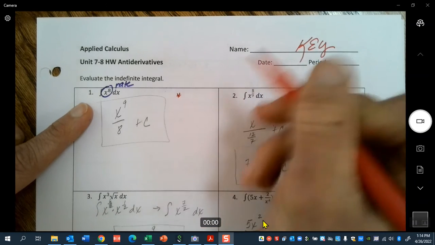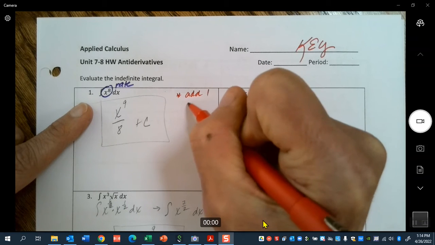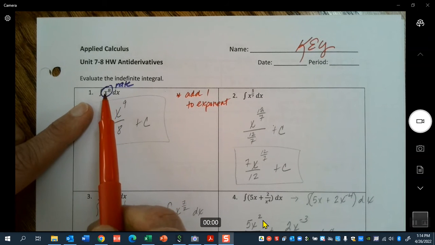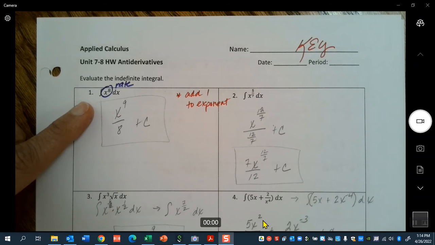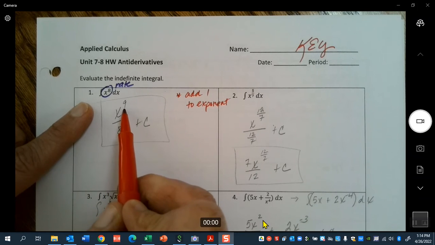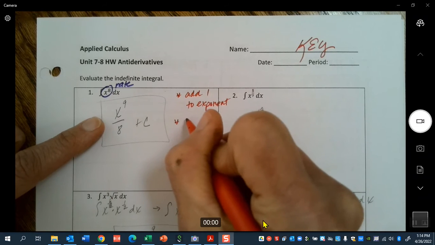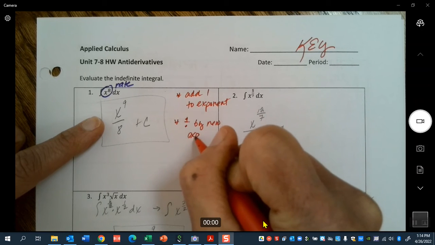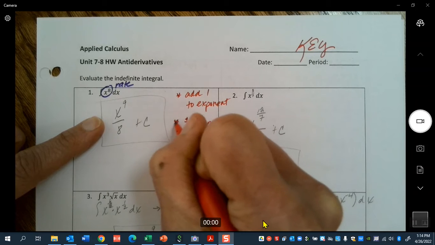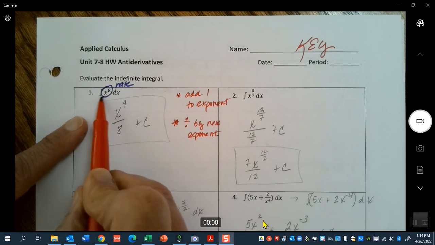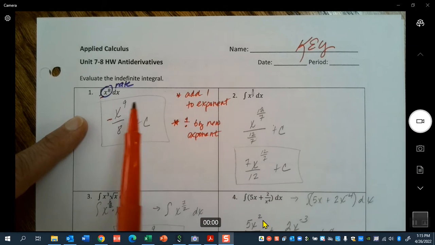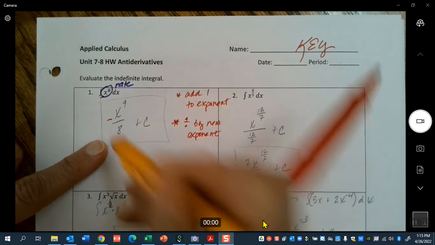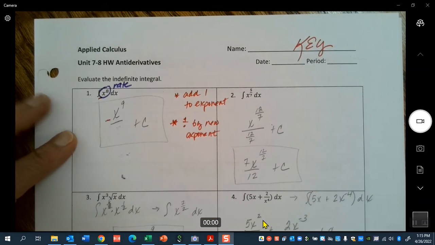So the first thing that we're going to do is we're going to add 1 to the exponent. So if I have a derivative that's an 8th power function, that means I started with a 9th power function. And then we're going to divide by that new exponent. If you're going to mess up, that's probably where it's going to be, because remember, if there's a coefficient there, it tags along. And then we add 1 to the exponent, and then divide by the new exponent. Told you.